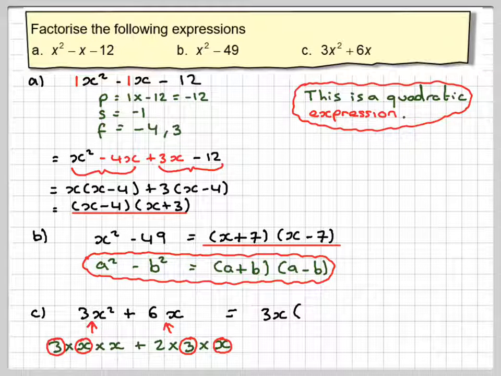What are we left with? An x plus 2. And therefore this comes down to 3x times x plus 2. So this has been a video to show you how to factorise different types of quadratic expressions. I hope you've understood, and I thank you very much for watching.